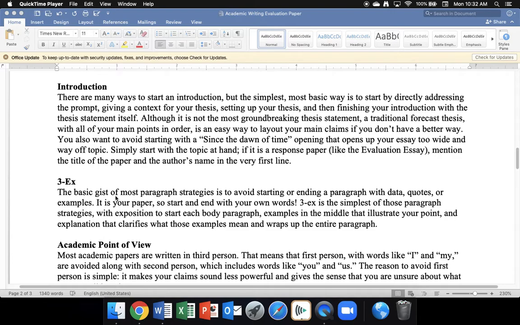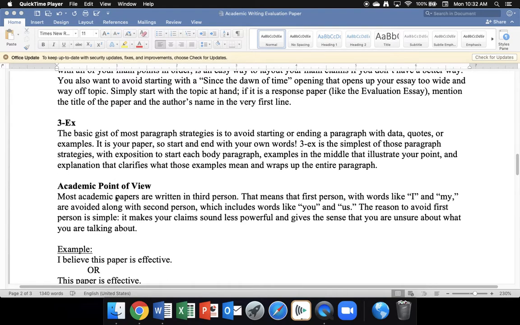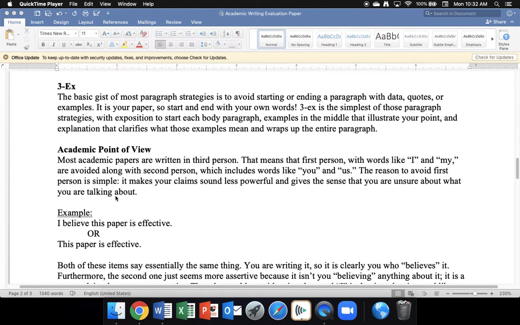3x is a big part of the body paragraphs of this essay. We've been working on that in a number of ways, but remember that one of your major points of assessment in your focus and purpose and development on the rubric is having 3x paragraphs for the body paragraph, starting with exposition, having examples in the middle that illustrate your point, and having explanation that clarifies what those examples mean.